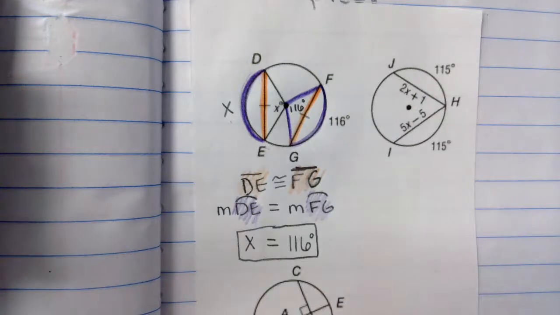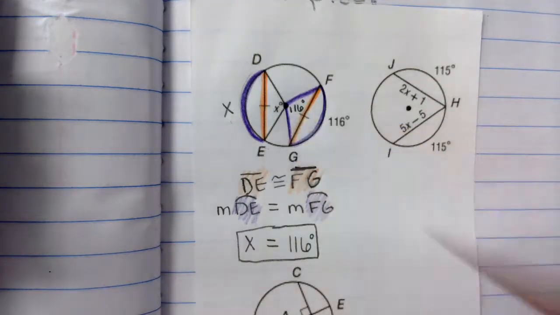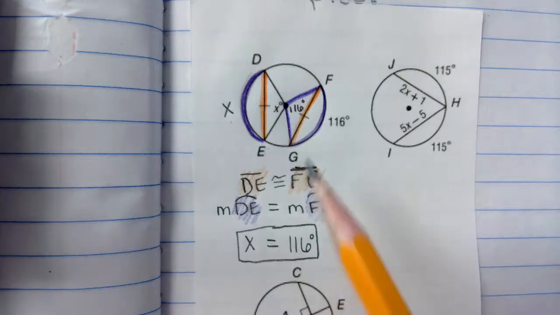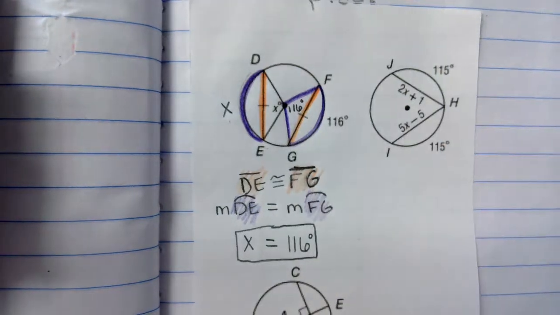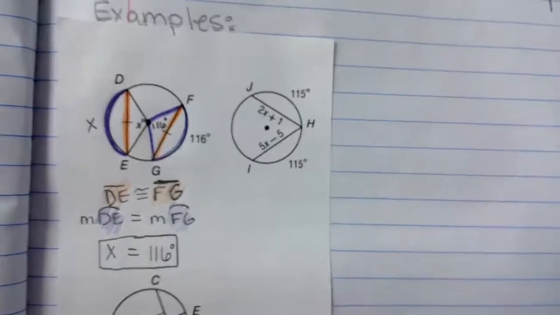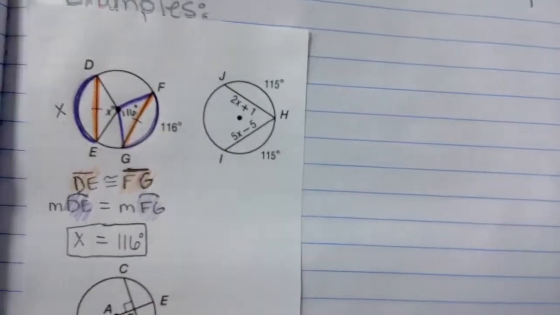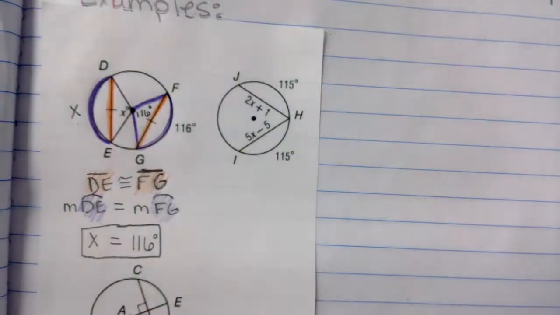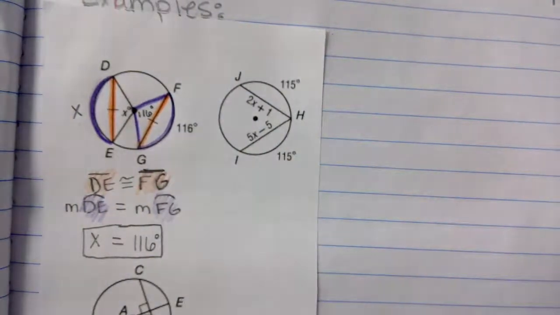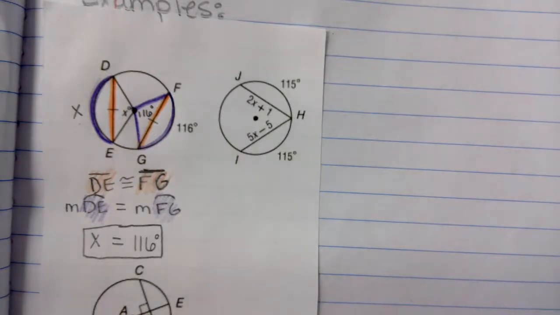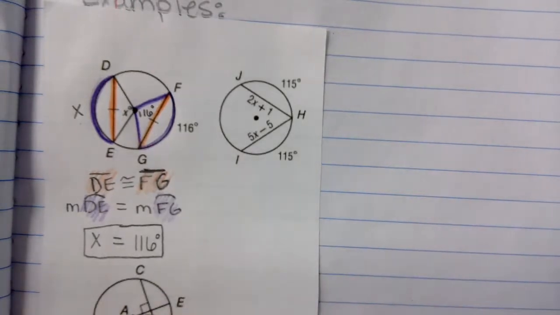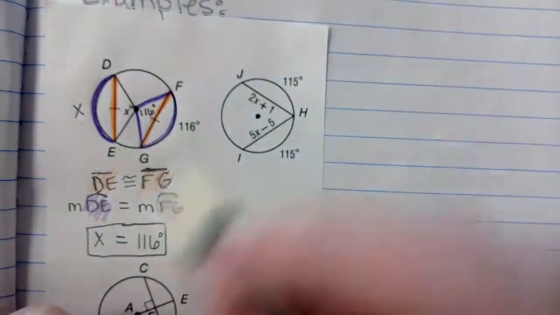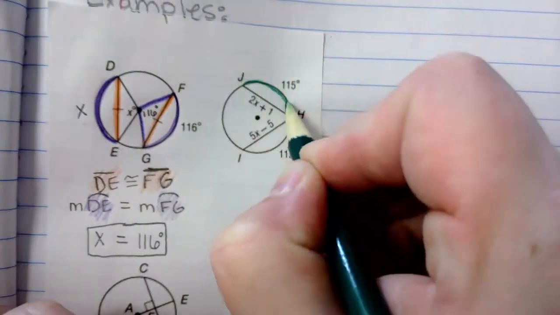Because the arcs are congruent or equal, we can say that the chords are also equal. So we can say that IH is going to be the same as JH. Okay, because the arcs are the same, that tells us these chords are the same. Oh, I meant to put congruent there. Sneak a little squiggle in there.